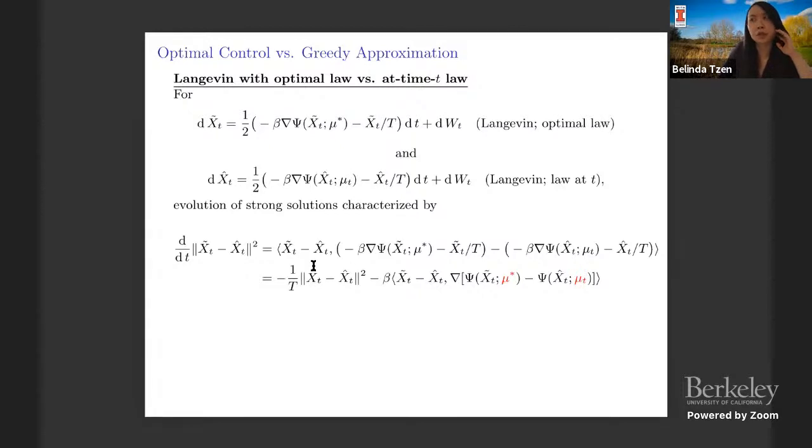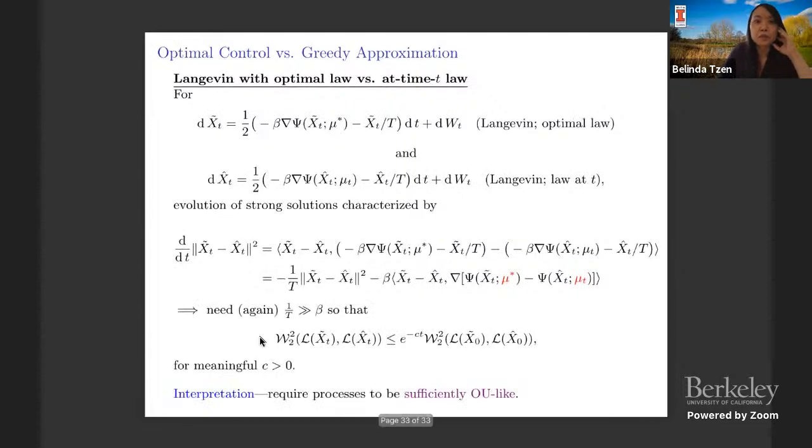And in fact, what can be said in the general MKV case is that if this MKV term, beta or negative beta, is not small enough, then there will be multiple stationary distributions and life will be very hard, and it will be very difficult to talk about convergence. So morally, what we need here is to say that 1 over t is a lot greater than beta, so that this process is sufficiently Ornstein-Uhlenbeck-like, and the MKV term is not going to pose too many problems, and we're left with something that's bounded and highly regularized.